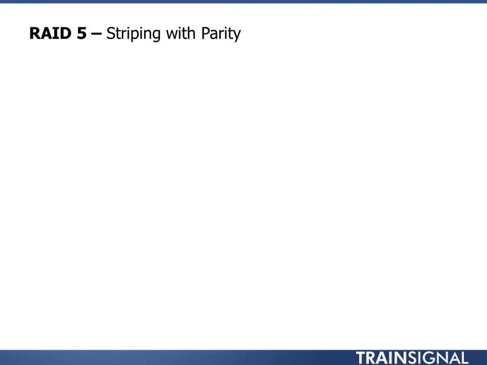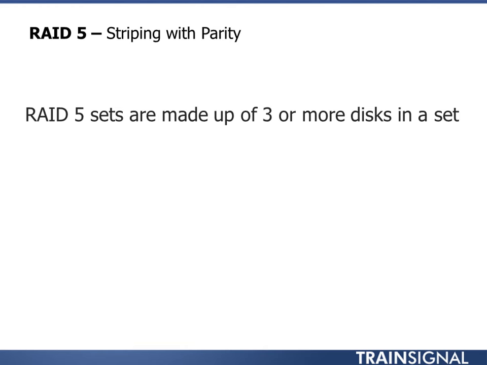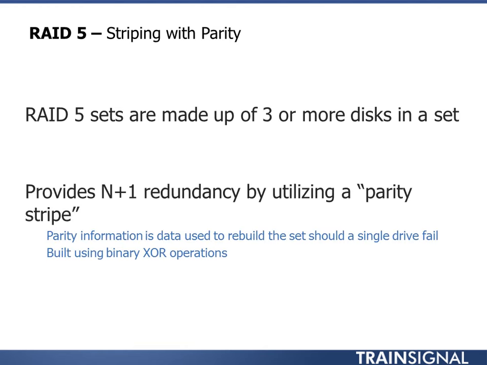Now let's talk about RAID 5, striping with parity. RAID 5 sets are made up of 3 or more disks, and they provide what we call N+1 redundancy by utilizing a parity stripe. Parity information is data that can be used to rebuild the set should a single drive fail. It's built using binary XOR operations normally. But the idea is I write data across. Let's say I have 3 disks. 2 of them will have data. I'll write to disk 1, to disk 2, and then calculate a parity. And then I keep doing that so that if I should fail disk 2, I can take the information on disk 1 and the parity information on the remaining disk, and recalculate or rebuild what was on disk 2.